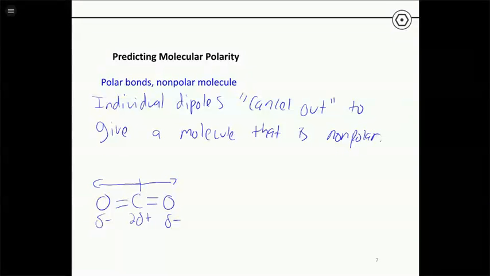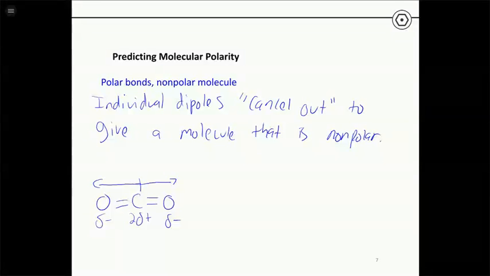So you can kind of think about it in a physical sense. It's not really what's going on at a molecular level, but if you want to think about it that way, imagine that you're playing tug of war with these 2 bonds. You have 2 bonds of equal polarity in opposite directions. If you're pulling on each of those, you're not going to have any translation of the molecule. The molecule is going to stay put, and that means that overall it's nonpolar.